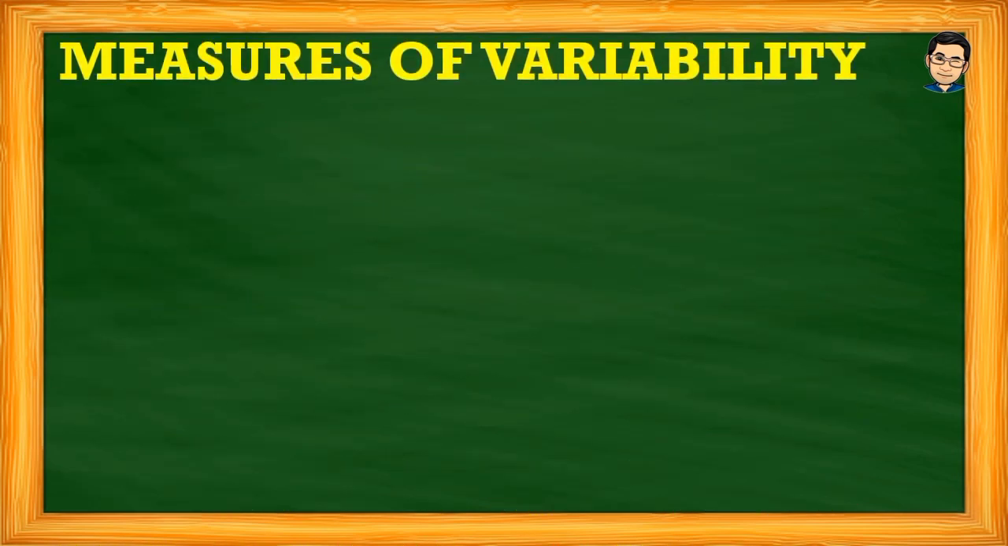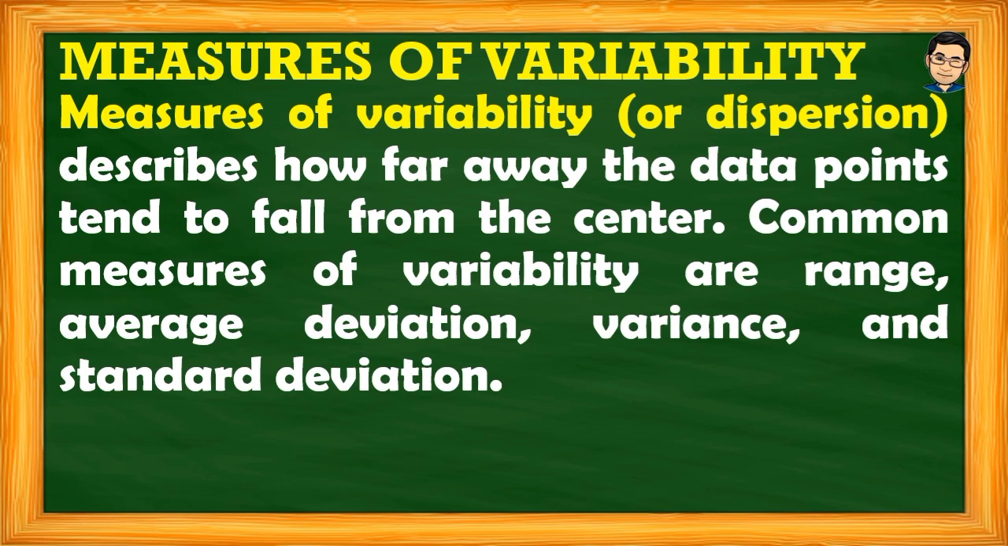Before anything else, let us first define what measures of variability is and how it differs from measures of central tendency. Measures of variability, also known as measures of dispersion, describe how far away the data points tend to fall from the center. Di ba yung measures of central tendency, we have mean, median, and mode. Yung mean, yung average, yung median, yung middle value, and yung mode naman is yung most frequently occurring value.